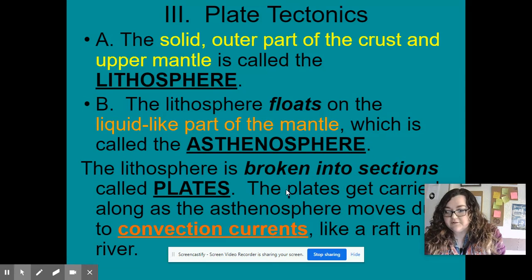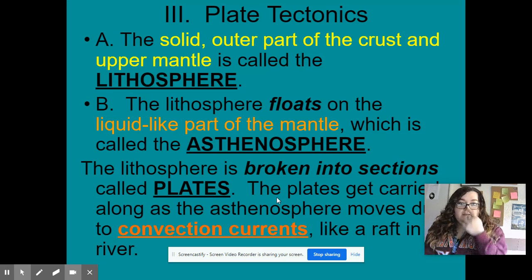So in the blanks right there in your notes, the solid outer part of the crust and upper mantle is called the lithosphere. And then the lithosphere floats on the liquid-like part of the mantle, which is called the asthenosphere. So those are the blanks right there in your notes. And then there's one more on the next page. The lithosphere is broken into sections called plates. And that's where we get tectonic plates from, these broken pieces of the lithosphere, and then those move and do all the fun stuff that we like to look at.